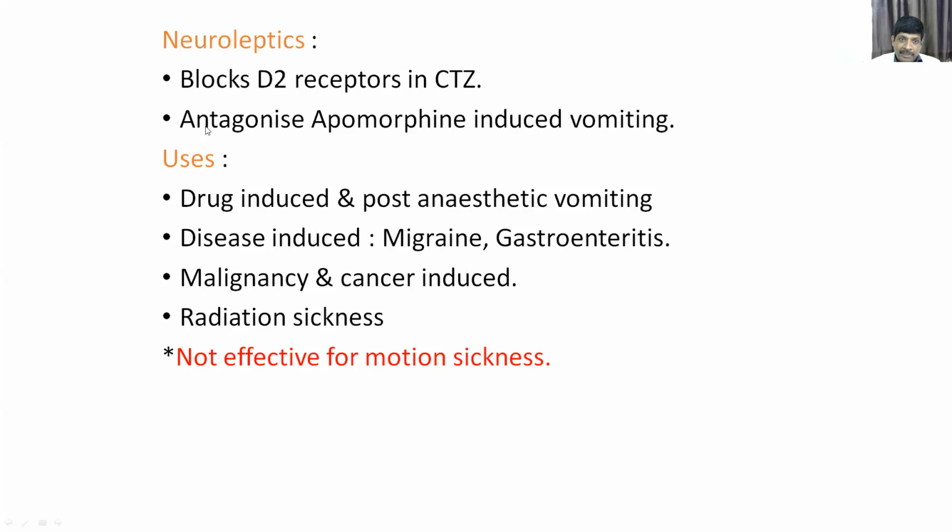It can inhibit, antagonize apomorphine-induced vomiting. So this is an important thing. When this group of drug is kept and then asked which is the drug which can antagonize the apomorphine-induced vomiting, the answer would be neuroleptics. This is not effective for motion sickness. So if asked to give examples of drugs used in motion sickness, you cannot give this as an example.